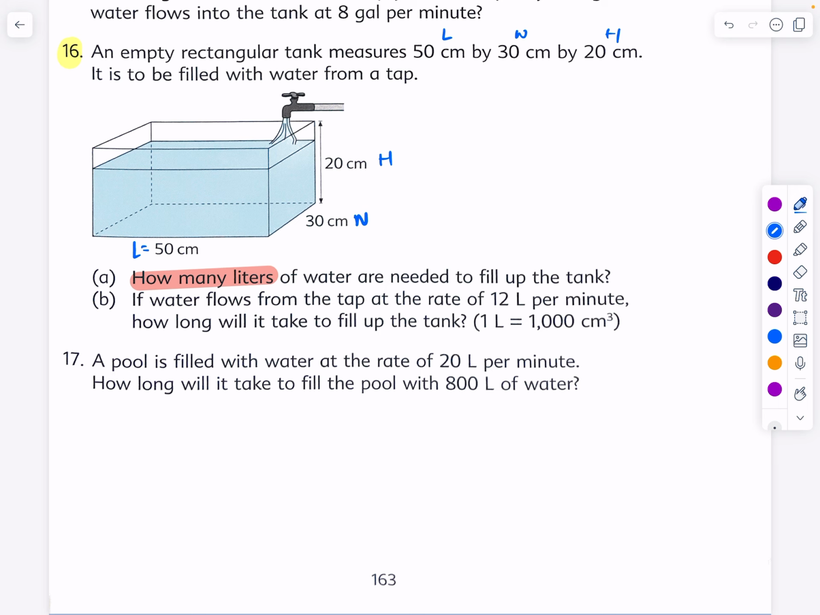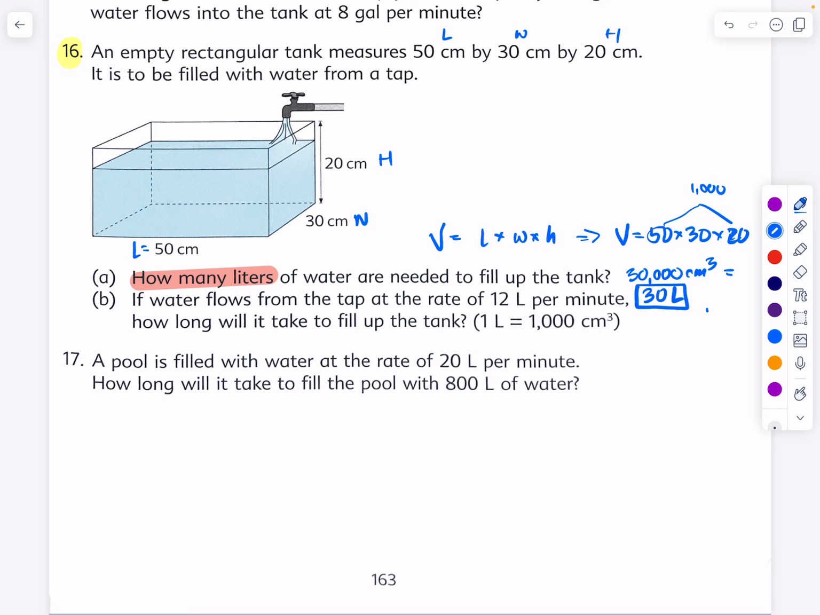Well, this is review from our unit on capacity, right? So in order to find out the total volume, we have to multiply length times width times height, and therefore the volume is 50 times 30 times 20 centimeters. 50 times 20 is 1,000, and times 30 is 30,000 cubic centimeters, which is the same as 30 liters, okay? So our fish tank has a capacity of 30 liters. That is the answer to question A. This was review. We found the volume, correct?